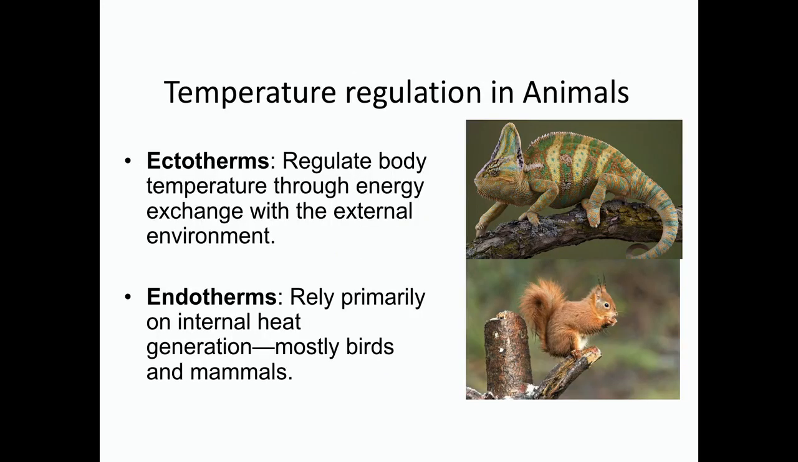Lastly, I want to talk a little bit about animals. And animals have several different mechanisms for regulating their body temperature. The two big classes of animal ways of regulating temperature are ectothermy and endothermy. Now, ectotherms will regulate their body temperature through exchanging energy with their outside environment. So they're going to rely on the environment around them to provide them with heat when they're cold or to help cool them when they're too hot. Whereas endotherms, on the other hand, have internal mechanisms of heat generation.